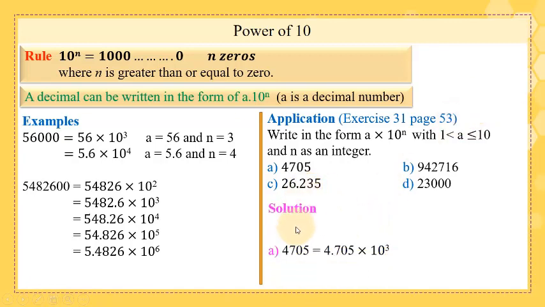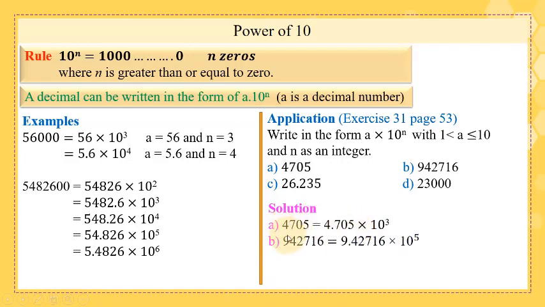Solution. Here we are asked to write in the form of a times 10 exponent n, where a is between 1 and 10. So here the a that we are going to choose must be between 1 and 10, so we will place the point after 4. Now we need to multiply it by power of 10 with exponent 3, since we need the point to be moved 3 times to the right to get this number. Part B, here a must be 9 point this number, so that it will be between 1 and 10. We multiply by 10 exponent 5, so that the point will be moved 5 times to get this number.